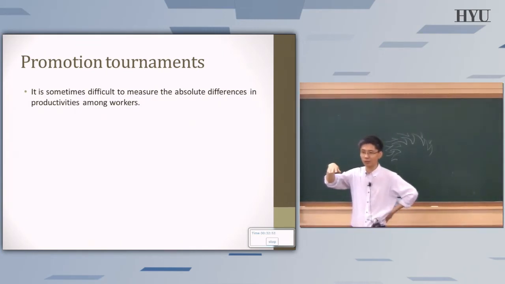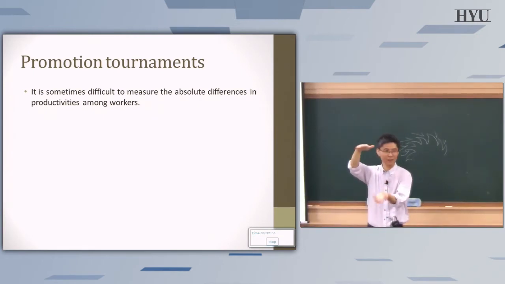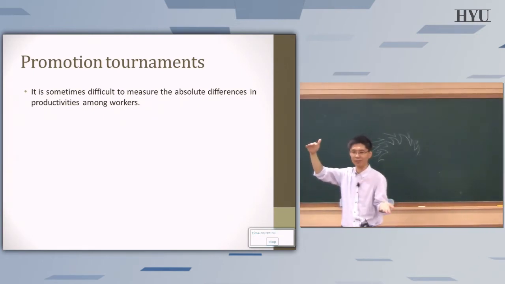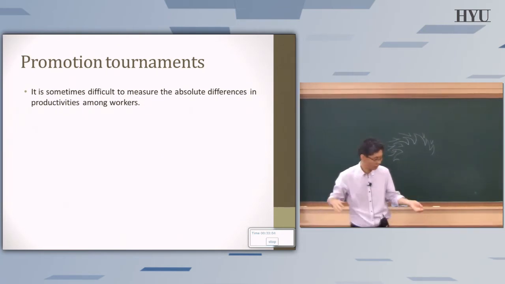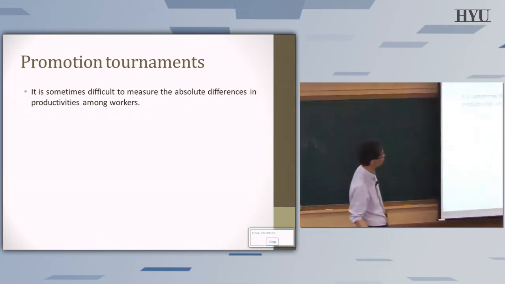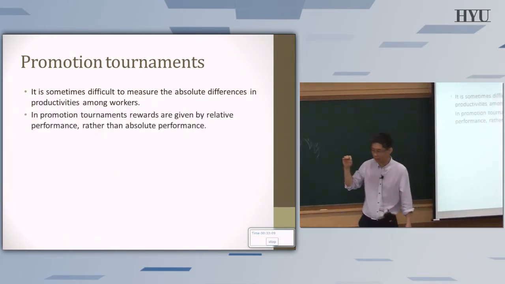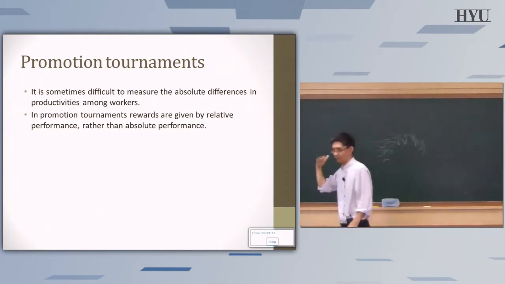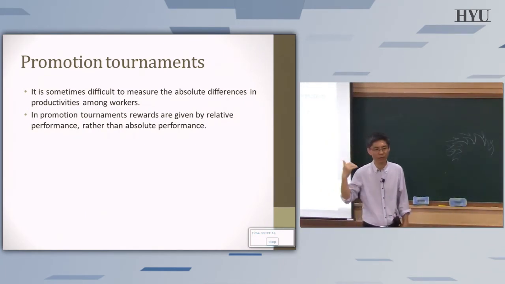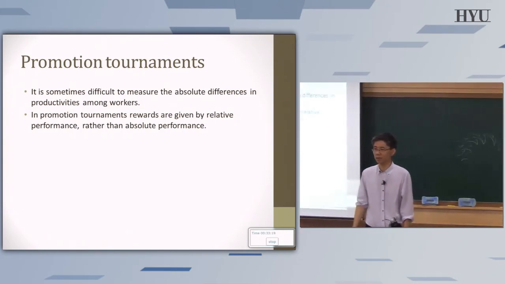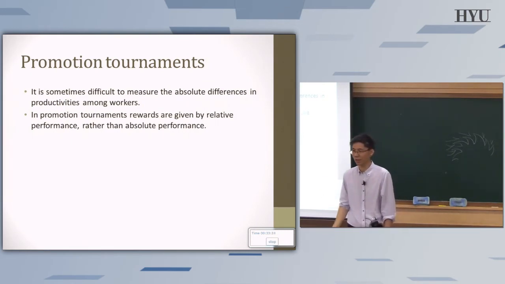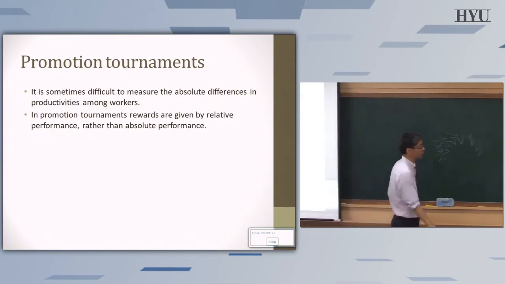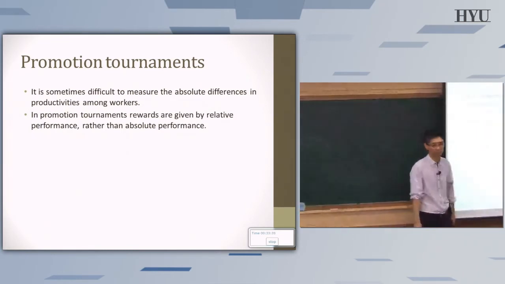So you don't know how much their difference in productivity is, let's say $1 million a year. We cannot know whether it's a $1 million a year difference or not. But it is often easier to know the rankings. So these rankings are used to determine who's going to be promoted or not. So a promotion tournament is a winning or losing. Rankings determine this, not the absolute performance.